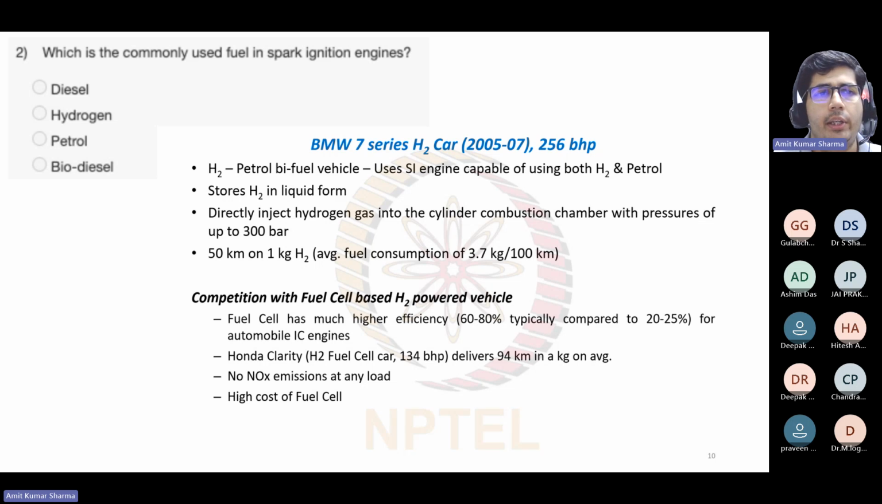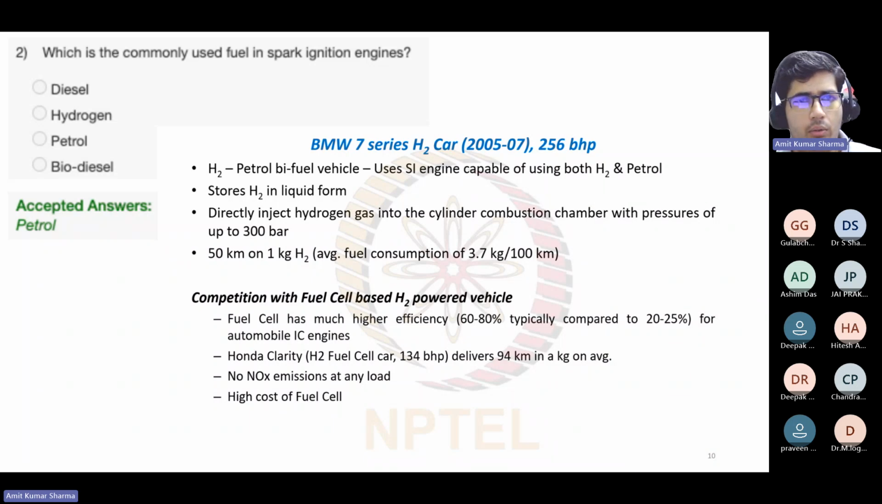Which is the commonly used fuel in a spark ignition engine? Diesel, hydrogen, petrol, biodiesel. Petrol. So we know petrol is the widely used fuel in the spark ignition engine. Okay.